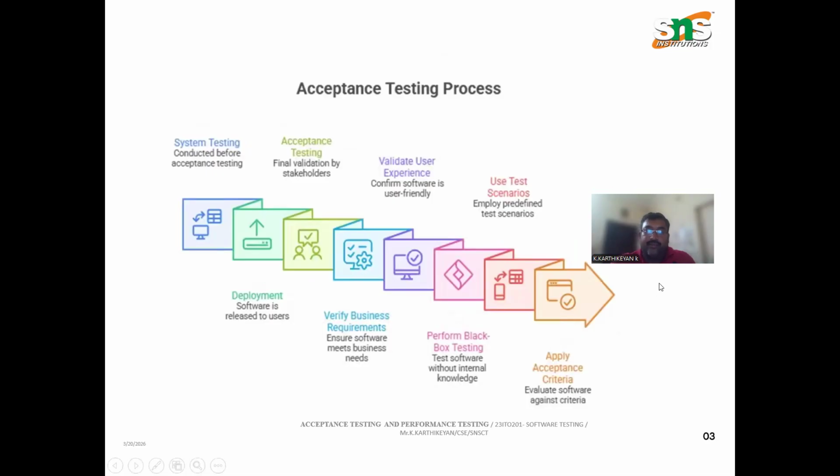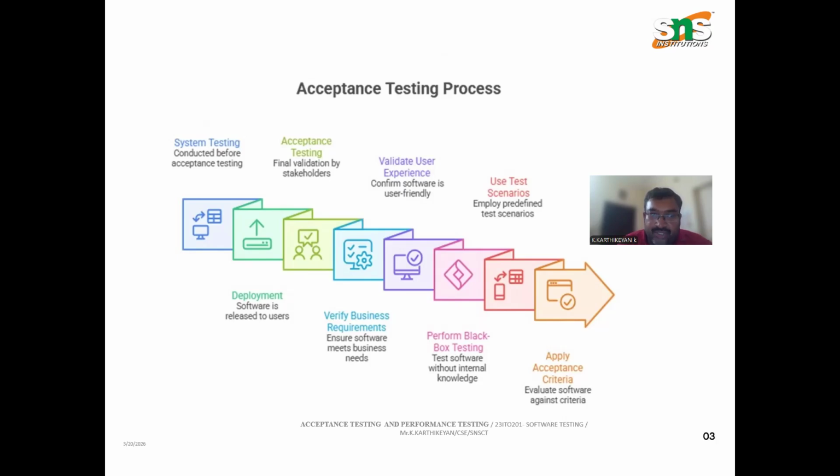So this is the acceptance testing process. First is based on system testing. Second is deployment. Third is acceptance testing. Fourth is verify business requirements. Fifth is validate user experience, and then perform black box testing, use test scenarios, and apply the acceptance criteria. First, once I receive the component and after verification, conduct the acceptance testing.